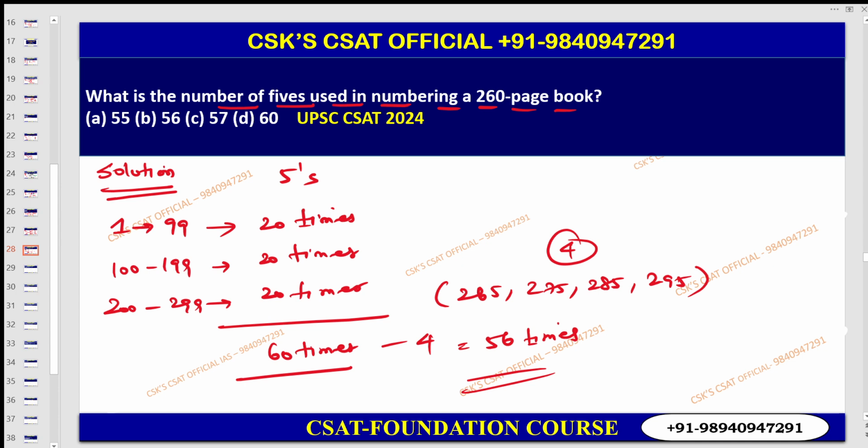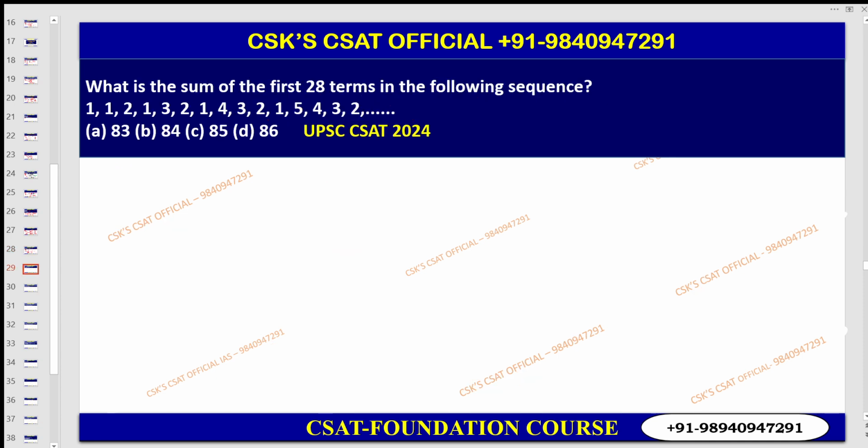Okay, good. So next here. What is the sum of the first 28 terms in the following sequence? See, very simple question. At the same time, there is a possibility to make a mistake unless you are finding out the pattern here. If you find the pattern, it is easy to solve this question.